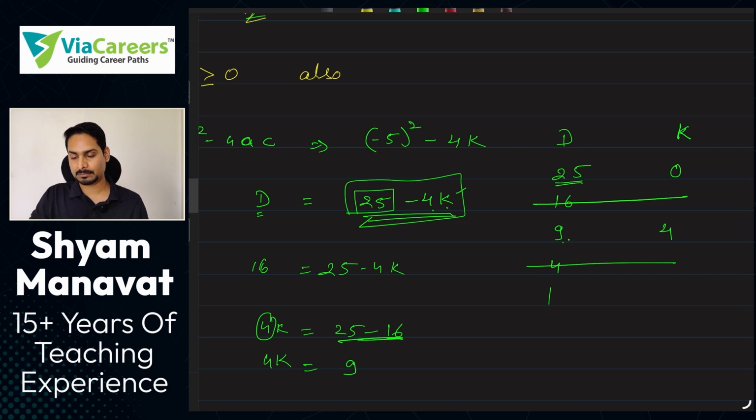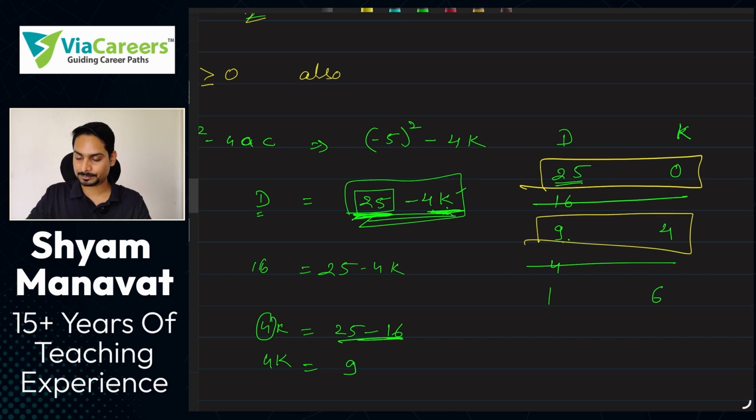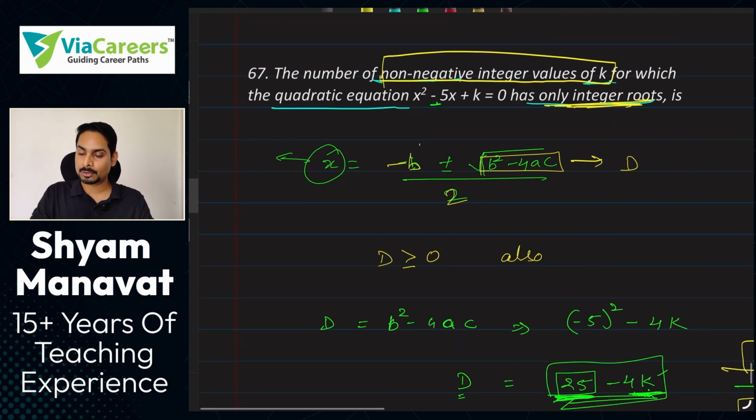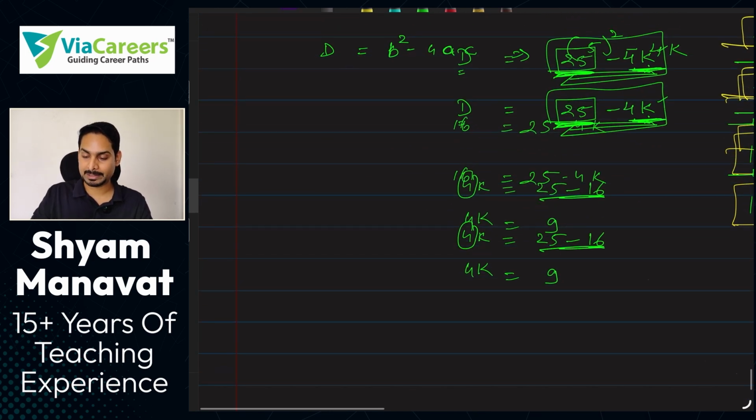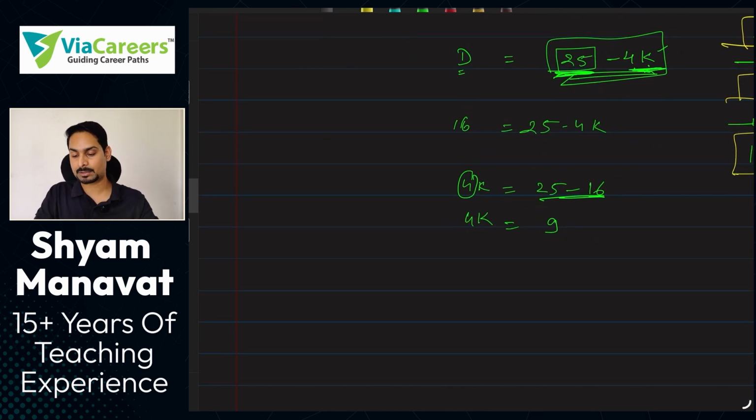So 1, can we have 1? Yes, we can have when you substitute k equal to 6 because we know table of 4. 4 sixes are 24. 25 में से 4, 25 में से 24 minus करोगे तो 1 बचेगा. So how many values of k we got here? 1, 2, 3. And for that we also have to make sure the quadratic equation has only integer roots, then not only the discriminant needs to be an integer, we also need to make sure that the root is also an integer.